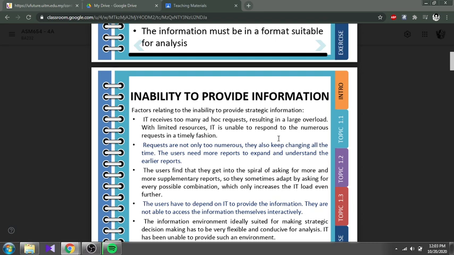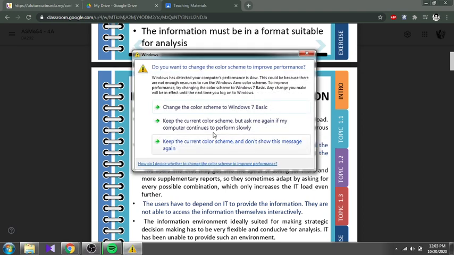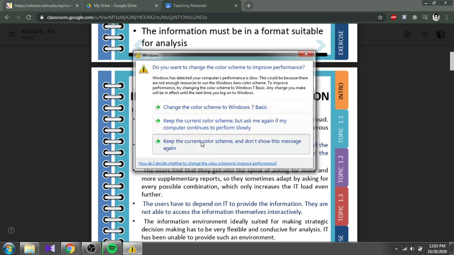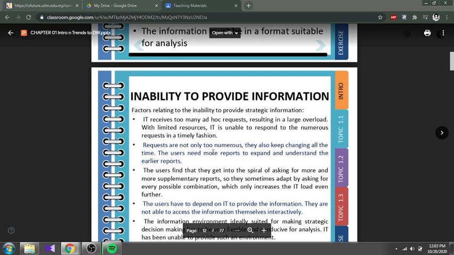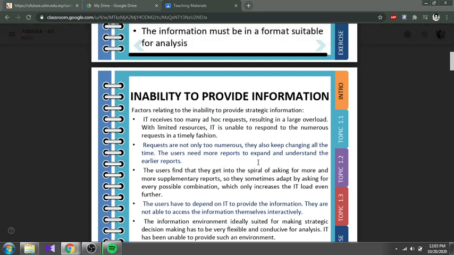Okay, some people even quit, even blown up. So it depends. Okay, requests are not only too numerous, they also keep changing all the time, and the users need more reports to expand and understand the earlier reports.